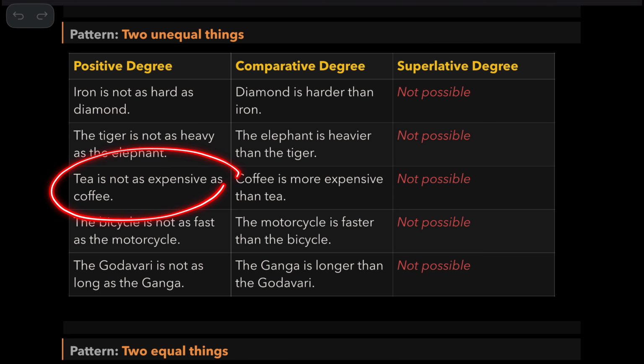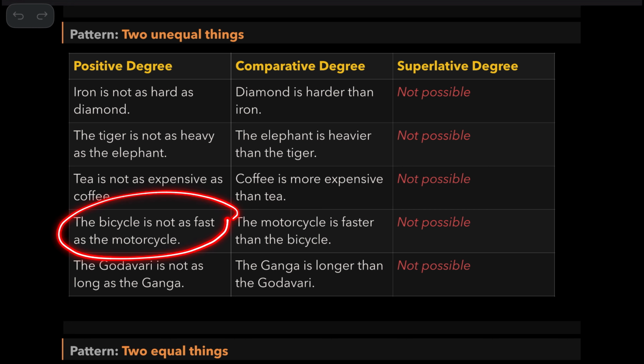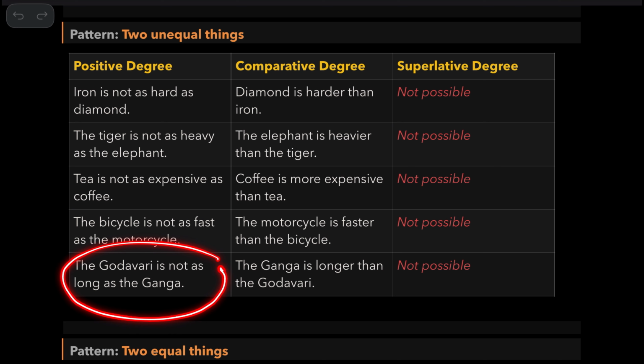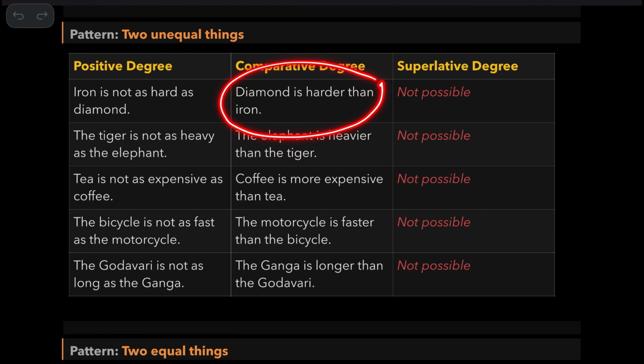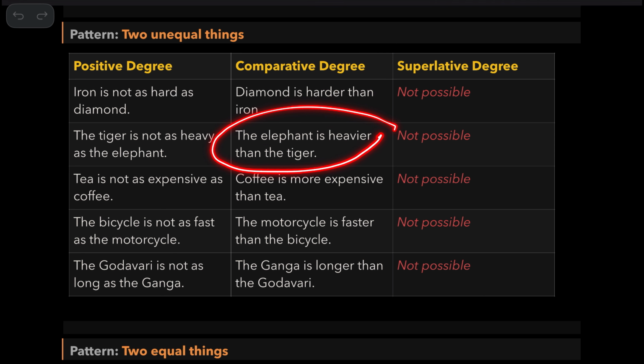Tea is not as expensive as coffee. The bicycle is not as fast as the motorcycle. The Godavari is not as long as the Ganga. Now, here you see diamond is harder than iron. The elephant is heavier than the tiger.